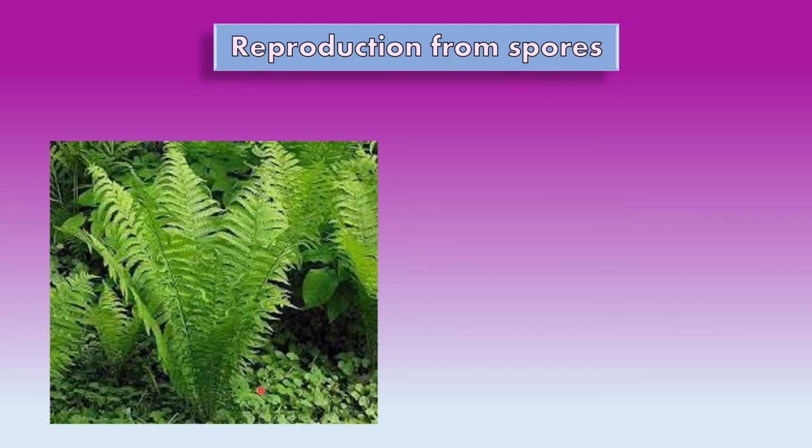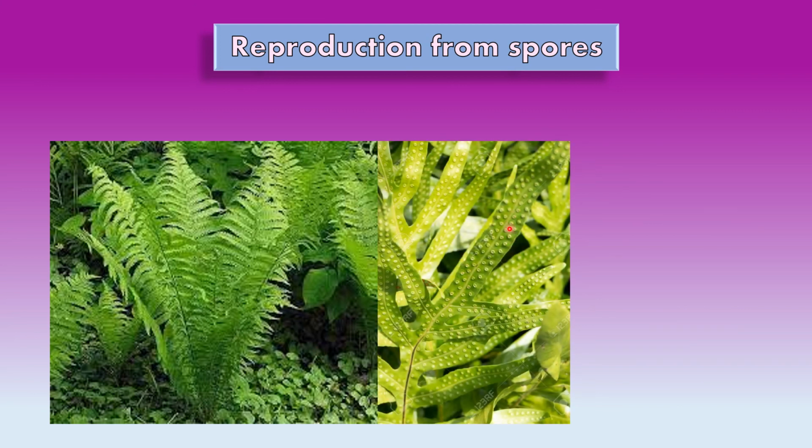Let's see. So children, let's take one example. What is this, children? This is a fern plant. This plant comes in the category of ferns. Okay, what is special about them? They don't bear fruit. If the plant is not bearing fruit, it cannot have seed. Okay, now the question comes, how do they reproduce? They reproduce with the help of spores.